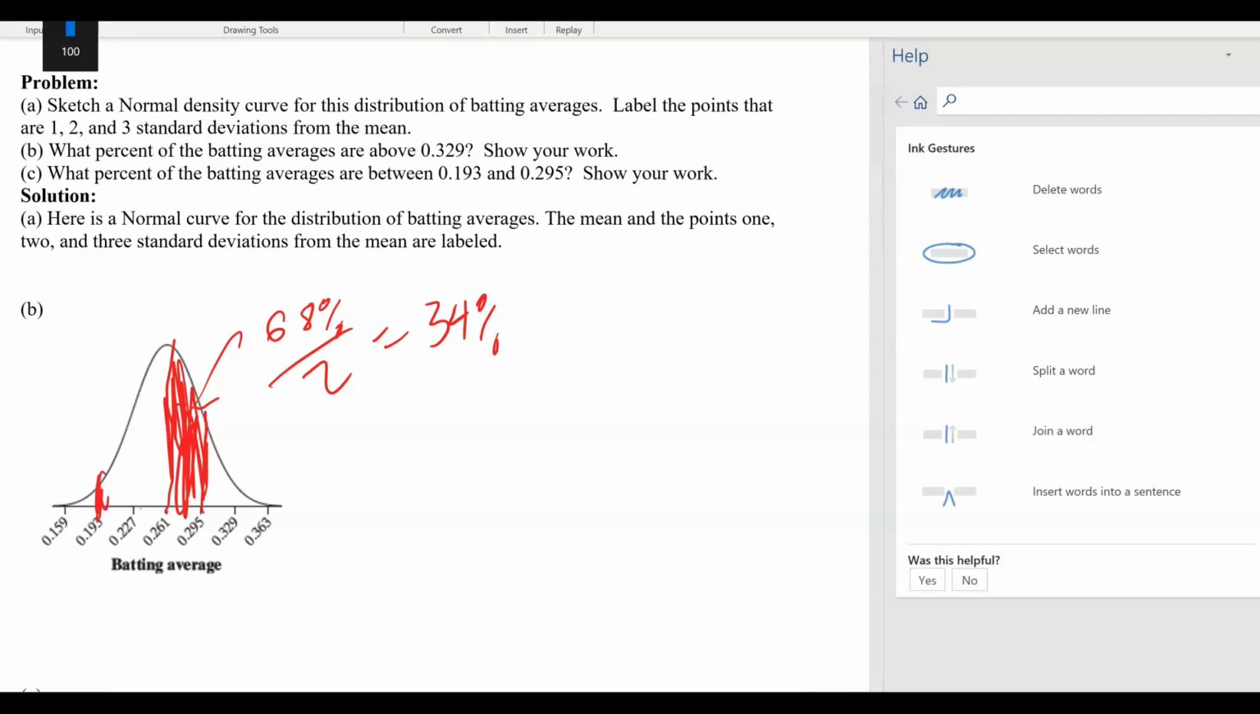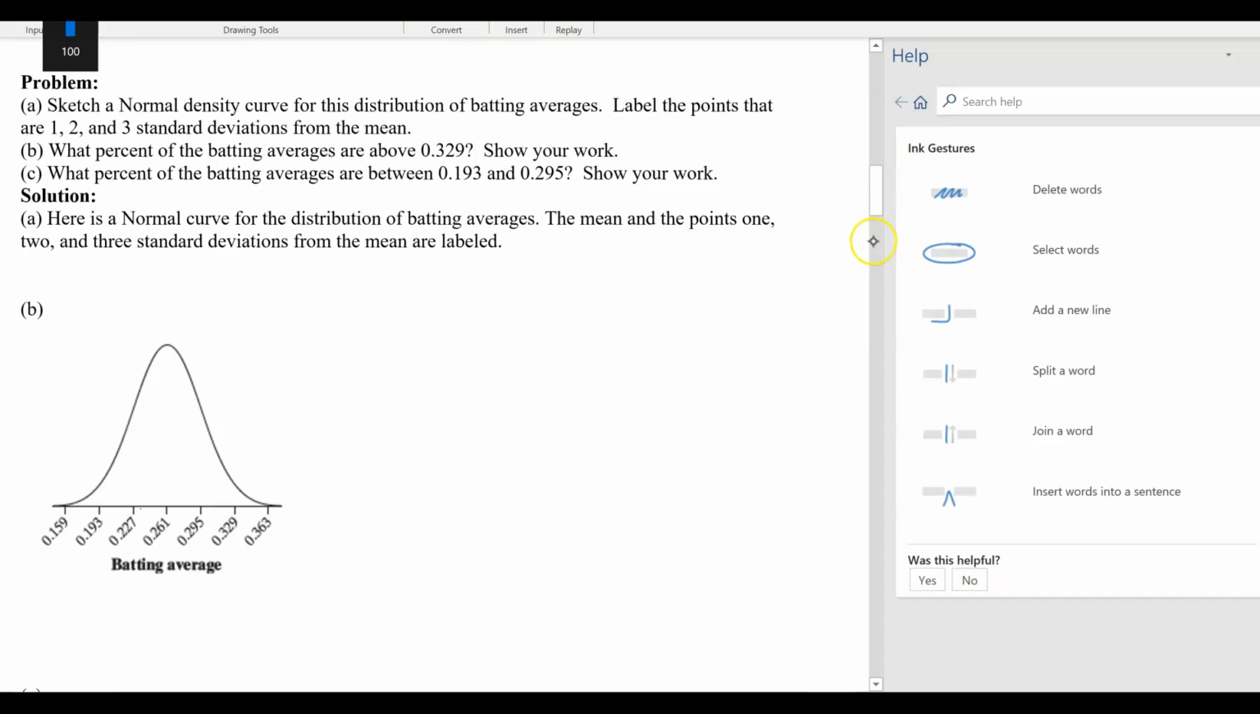We go down to 2 below. So that's going to be 95% divided by 2. So that's how I would go about answering this. I would look at those two partitions. One of them is half of the 68%. The other one is half of the 95%. And that to me would be a pretty easy way to, let's get rid of this.